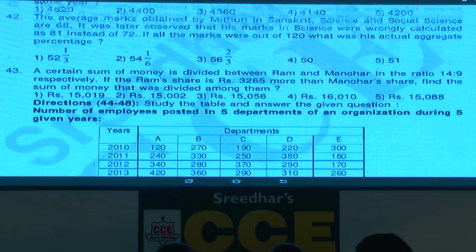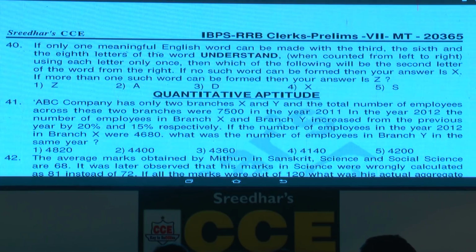Then 40th. Question number 40: if only meaningful English words can be made with the 3rd, 6th and 8th letters, 3rd is D, 6th is S, and 8th is A, counted from left to right using each letter only once, then which of the following will be the second letter of the word from the right? If no such word can be formed, then your answer is X. Then what is the word here? SAD is the word that can be formed with these 3 letters. Then A, that is choice 2. This type of question was also given in the recently held examination, each carrying 1 mark.